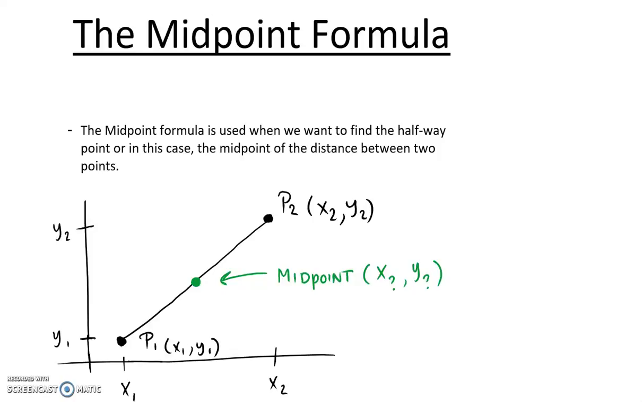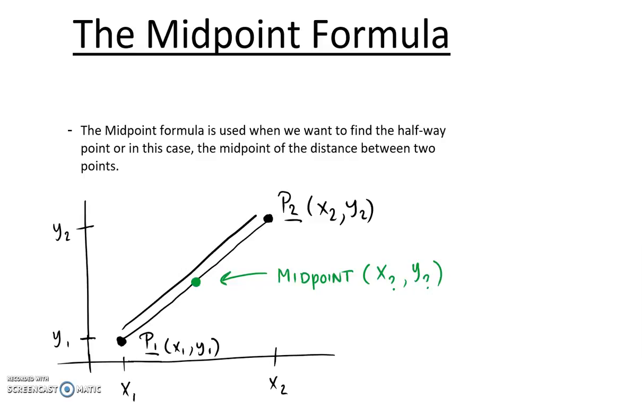Today I wanted to go over the midpoint formula with you guys. So what is the midpoint formula? Basically, when you have two points such as these two below, P1 and P2, we want to find the halfway point or the midpoint of the distance between both of these, right? And that's portrayed by this green dot here.